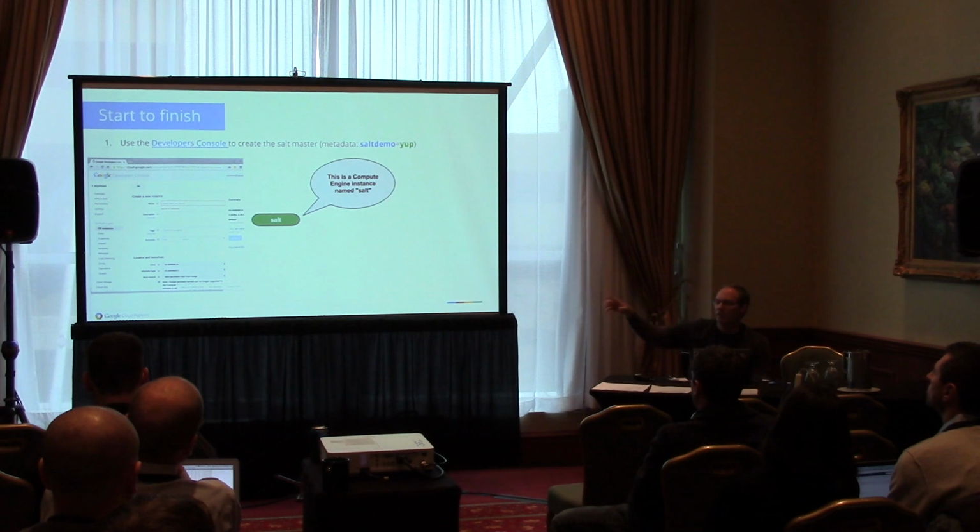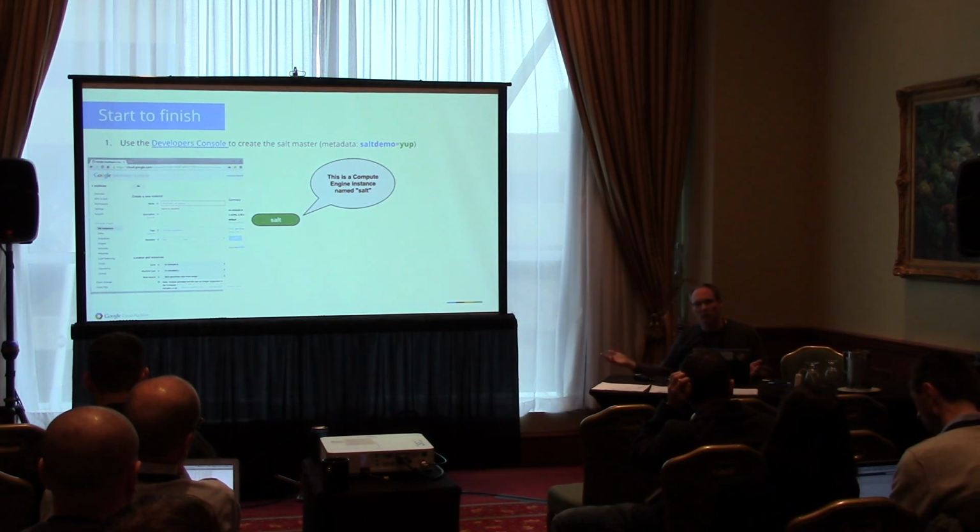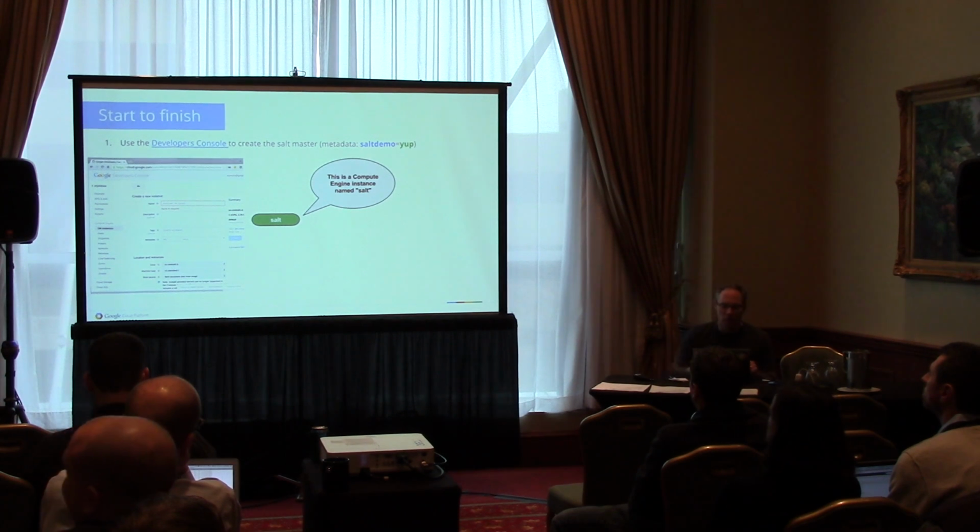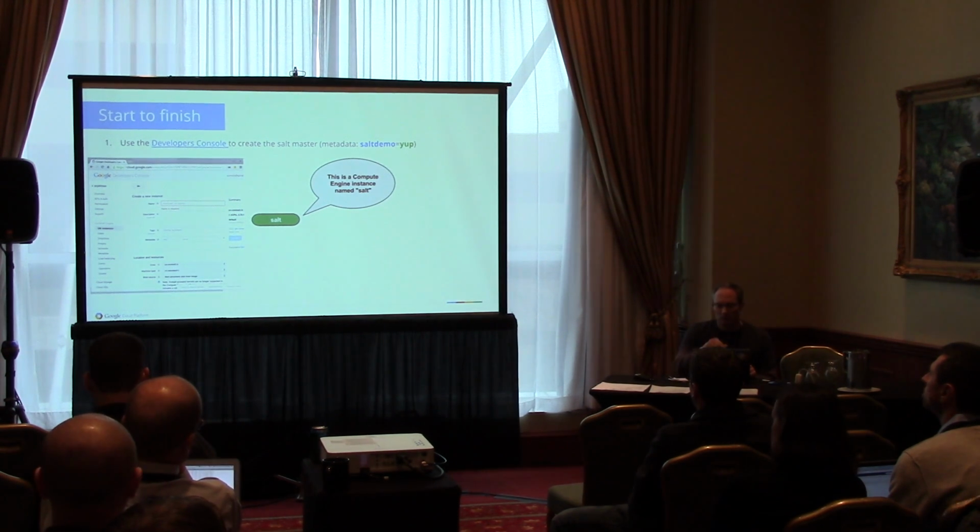That little green thing is actually what we're going to create, the Salt master, and it's just going to be named Salt. That way, when the minions come up, by default they're going to look for a Salt master named Salt, so that should just work. And then I've got this little reminder to myself here about a metadata tag. So let's see.